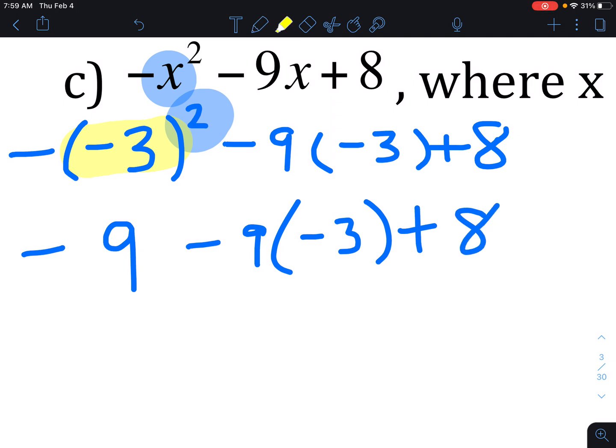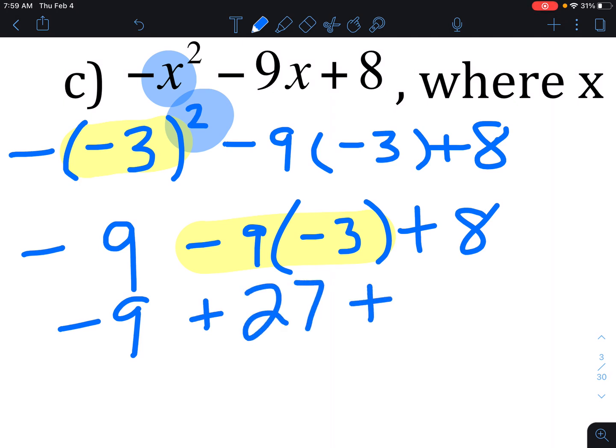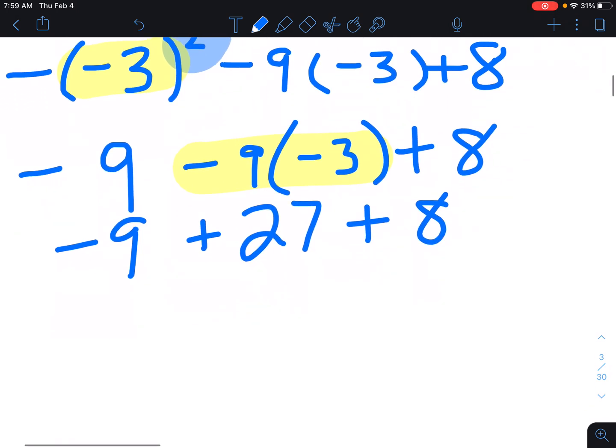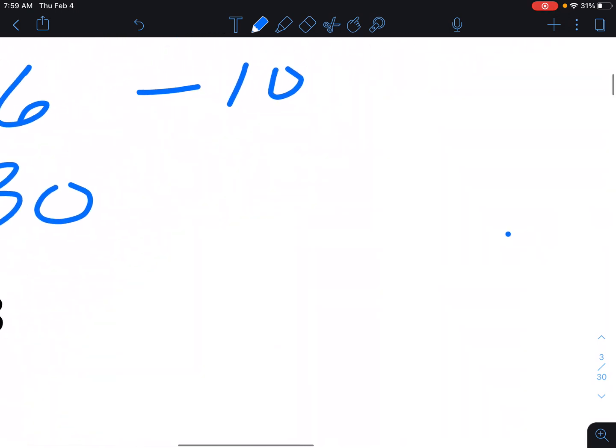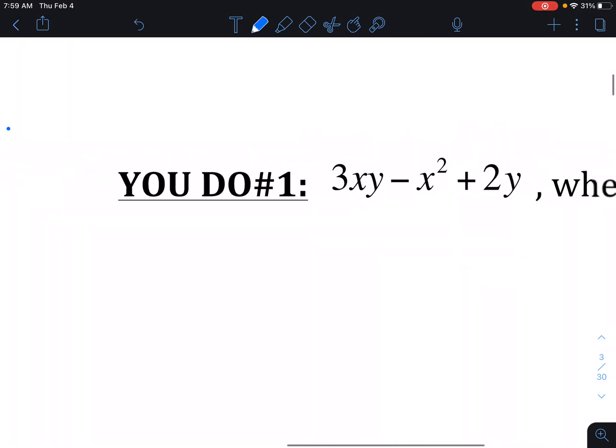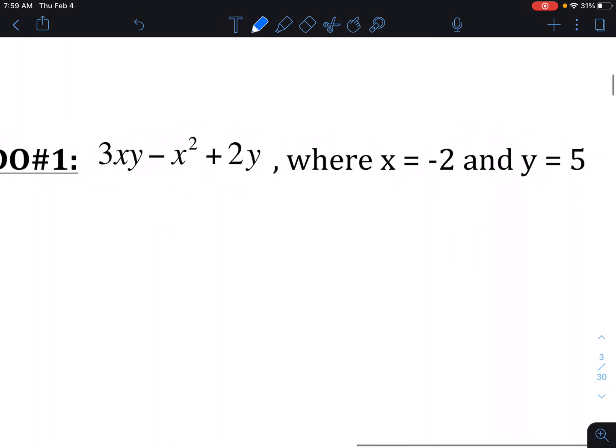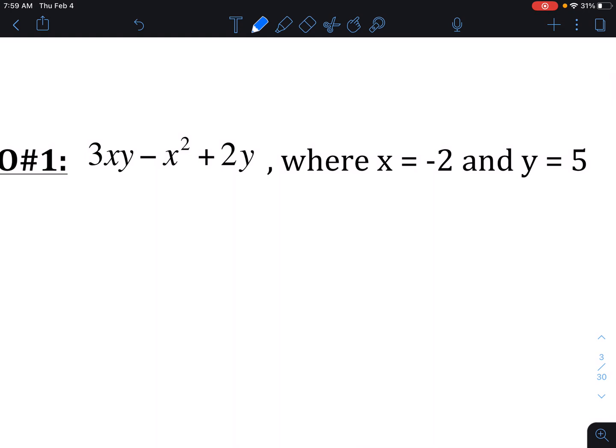And then we would multiply. So that'll be +27, so put a plus. And then we can add or subtract left to right because that's all that's left. -9 plus 27 is 18. 18 plus 8, 26. Next, you do number 1. I want you to pause this video and try to do it on your own and see how it goes. You could do it on a piece of paper next to you or your notebook if you printed it out.